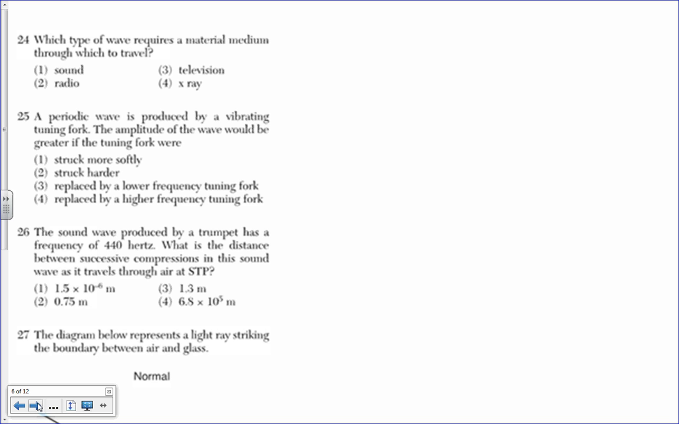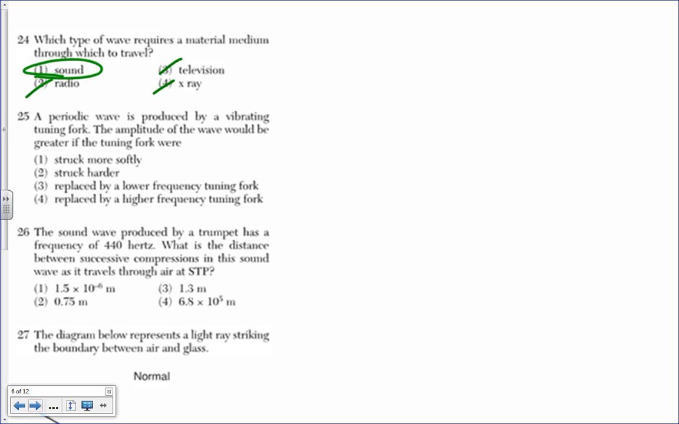24, which type of wave requires a medium through which to travel? Well, television, X-ray, and radio are all light, which can travel through a vacuum. Sound. Do you remember the bell jar? If the bell is in an evacuated chamber, then you cannot hear it.